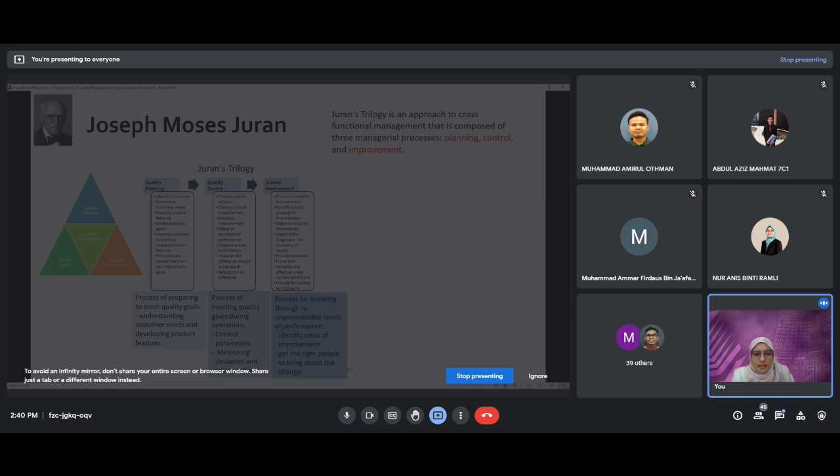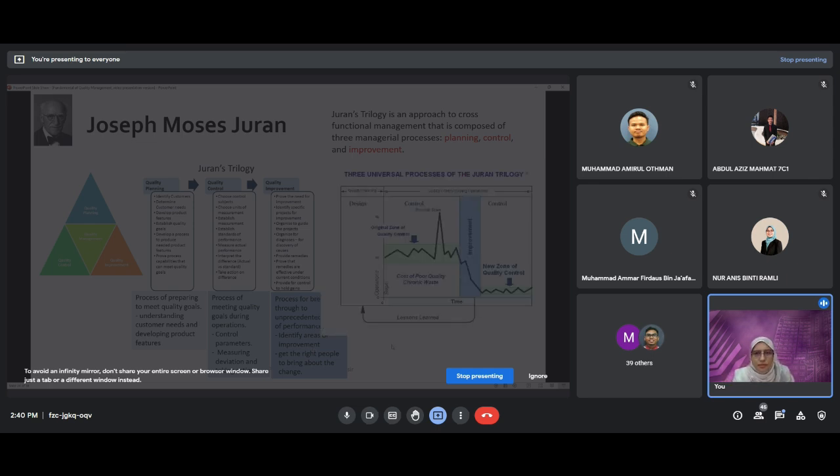And this is where you can identify the area for improvement and get the right people to bring about the change. So if you find any defect during the quality control stage, then you have to find the areas for improvement, and you have to identify who is the right person to make an improvement to this product or to the process.